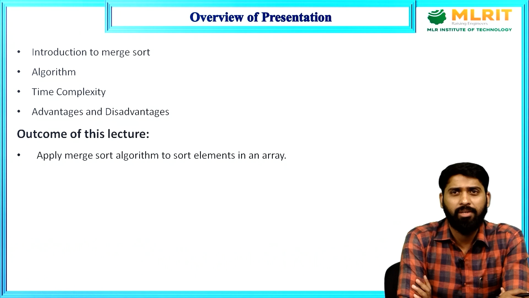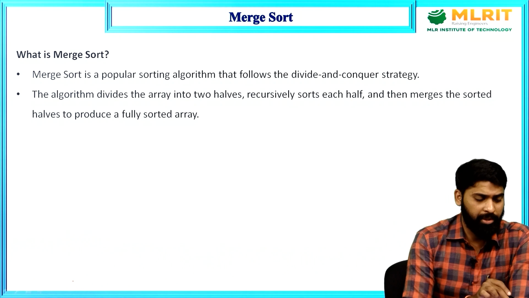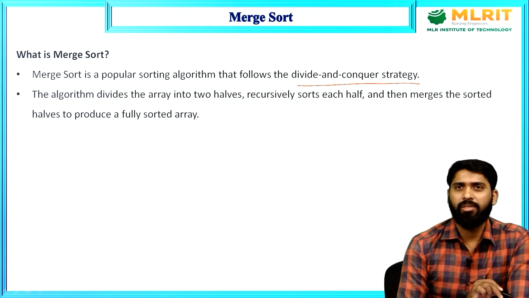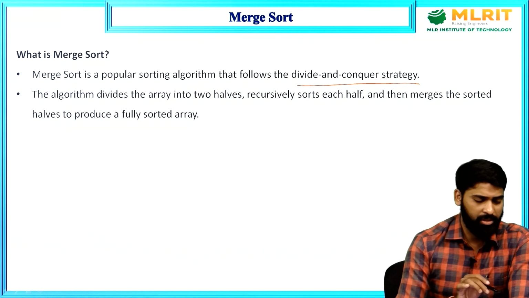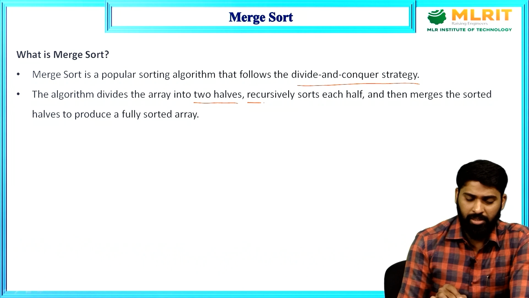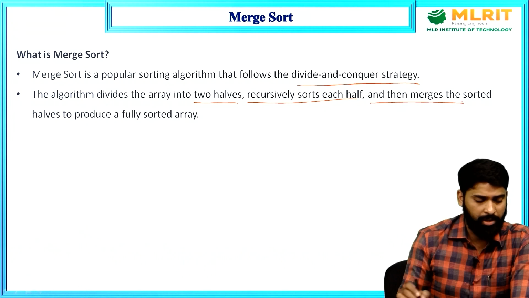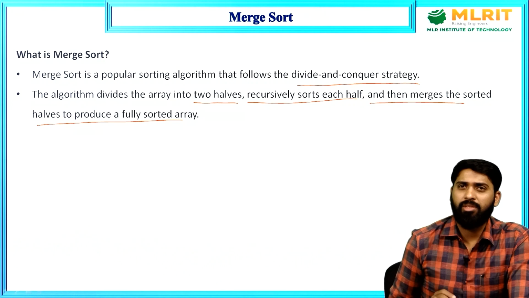Outcome of this lecture: at the end of this lecture you will be able to apply the mergesort algorithm to sort elements in an array. So, what is mergesort? Mergesort is a popular sorting algorithm that follows the divide and conquer strategy. Like quicksort, here also we follow the divide and conquer strategy. The algorithm divides the array into two halves, recursively sorts each half and then merges the sorted halves to produce a fully sorted array. So, let us discuss with one example.